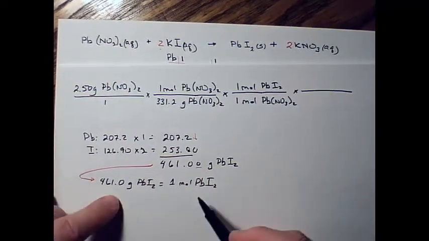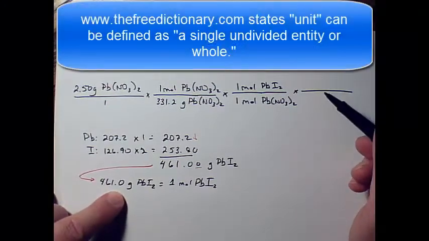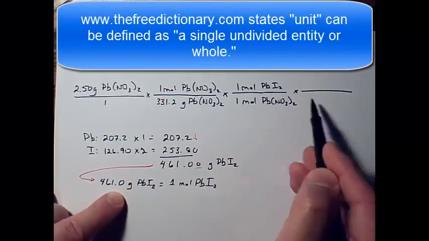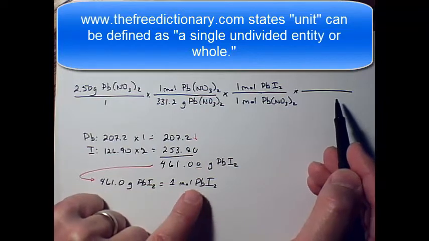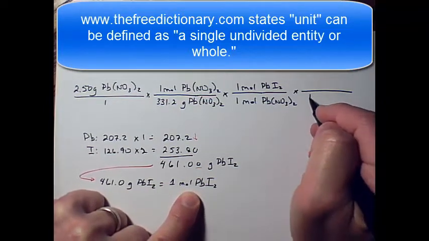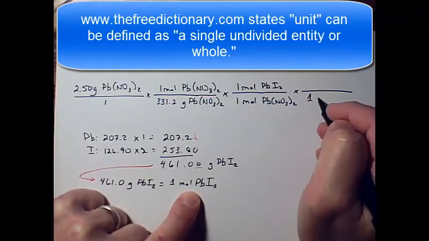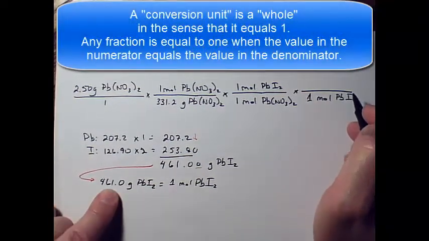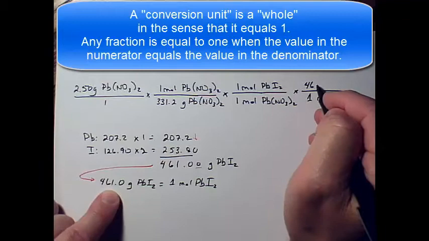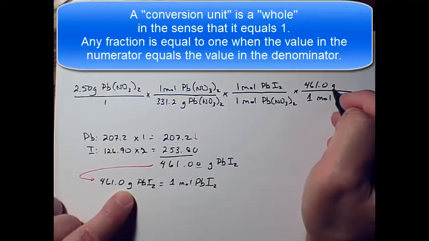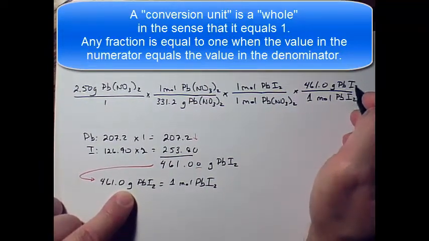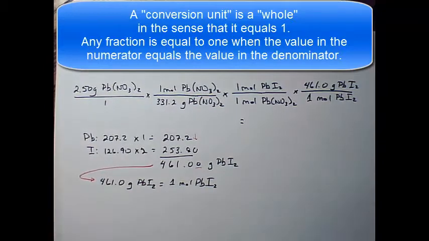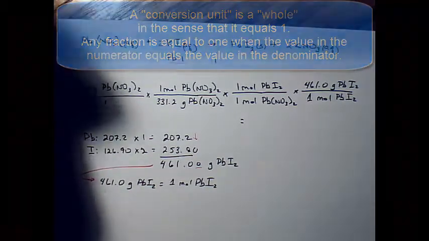Now we have an equality statement to build a conversion unit here. Since I have moles here, I want to have moles down here. That's this side of the equation here on the right. So we're going to put that 1 mole of lead 2 iodide on the bottom. And the 461.0 grams of lead 2 iodide on the top. And do the math.